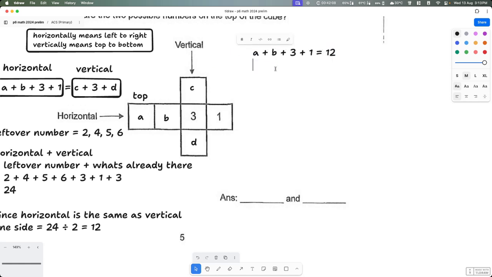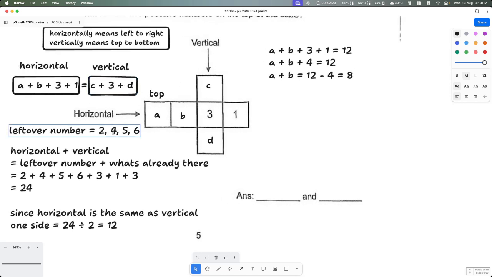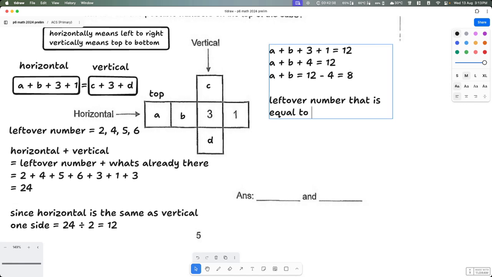A plus B plus 4 is equal to 12. A plus B is equal to 12 minus 4, which is 8. So, numbers that equate to 8 are 2 and 6.